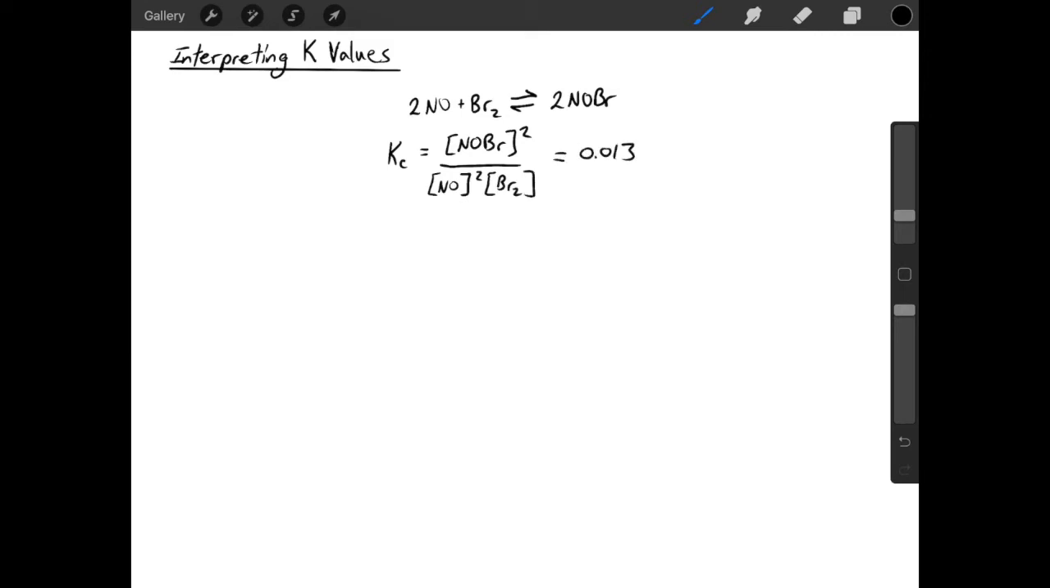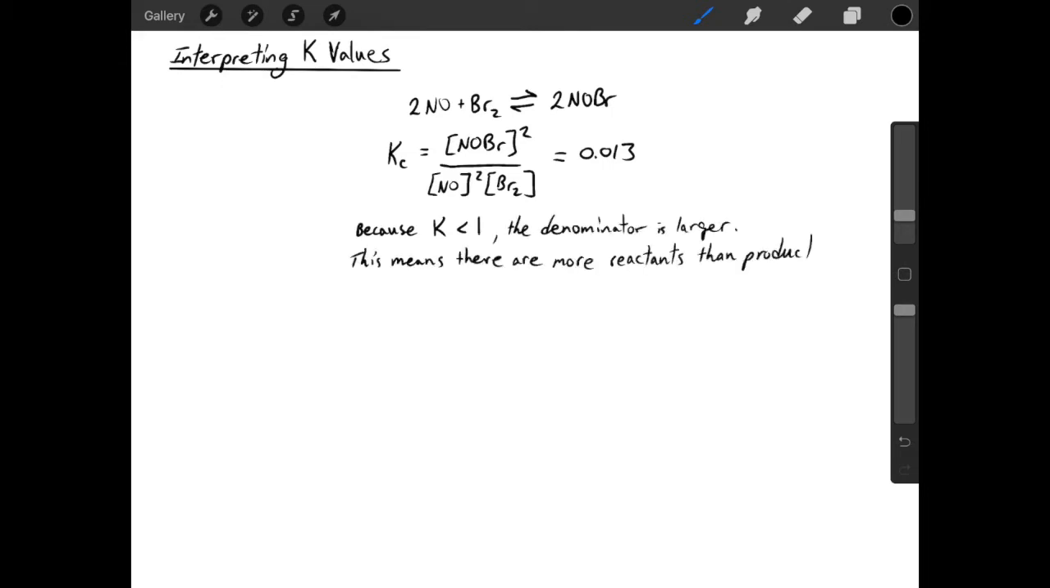Because Kc is less than 1, it indicates that the concentration of the reactants is going to be much greater than the concentration of the products at equilibrium. That is to say, the bottom part of this expression is going to be larger than the top. When you have this kind of condition where K is less than 1, the reaction is said to lie to the left, or that the reactants are favored.